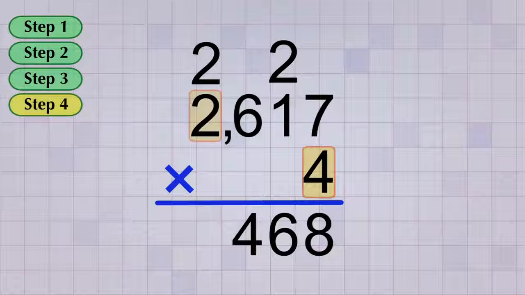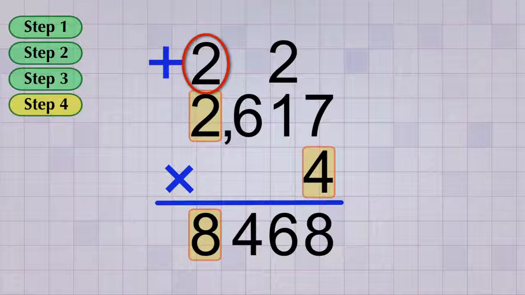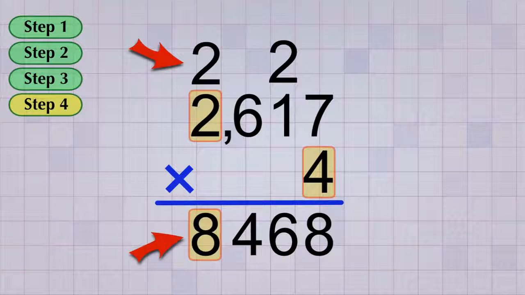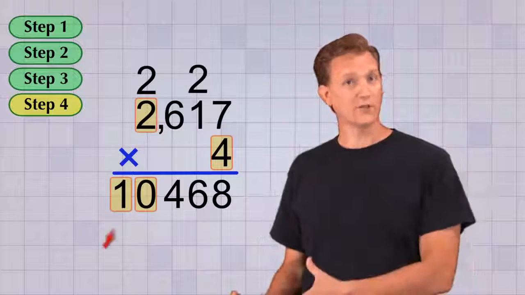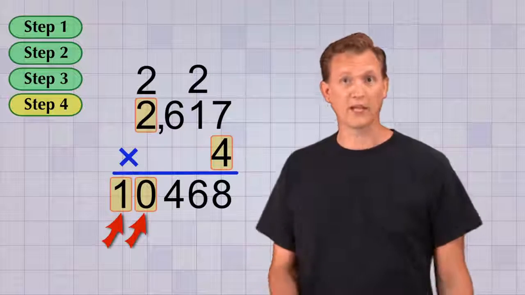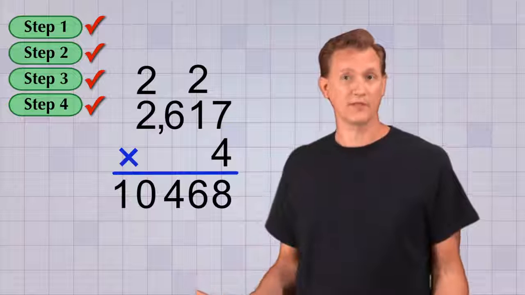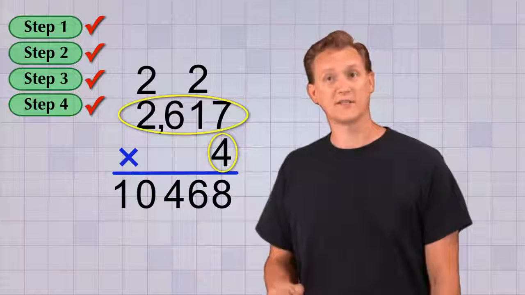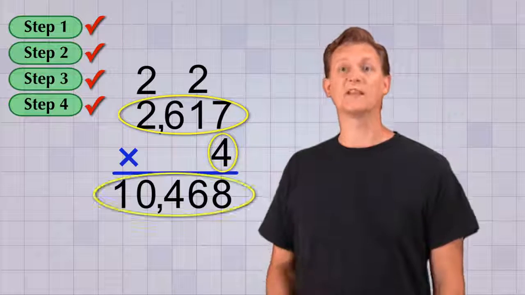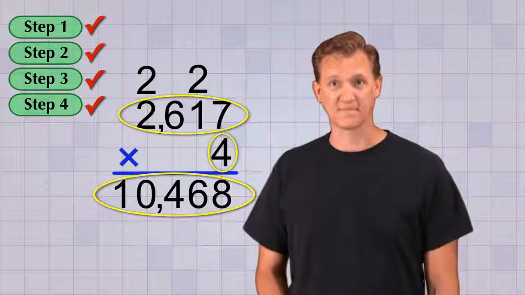We multiply 4 times 2, which is 8, but then we need to add the digit we carried, which is a 2. So 8 plus 2 gives us 10, and that can go down in our answer line. And even though it's a 2-digit number, we don't have to carry because we're all done with our multiplication steps, and we have our final answer. 4 times 2,617 equals 10,468.